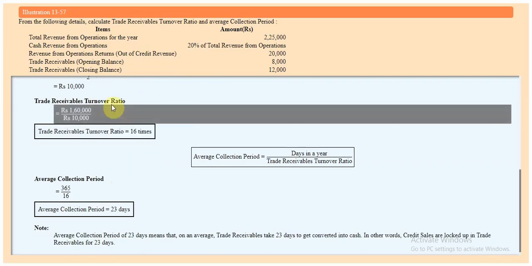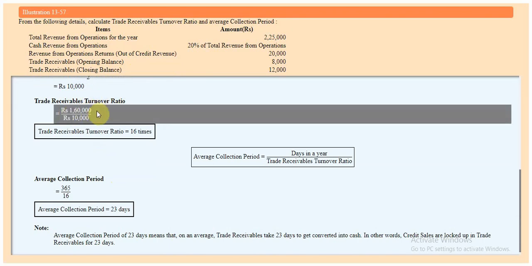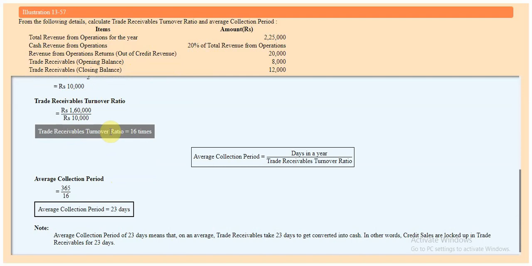Now we can easily substitute these values and find out the trade receivables turnover ratio. 1,60,000 divided by rupees 10,000 will give us the trade receivables turnover ratio as 16 times. And they have also asked us to calculate the average collection period.